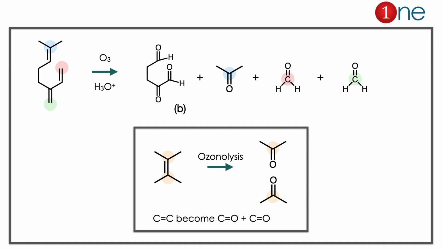The same situation occurs with every alkene bond. So the top alkene becomes a ketone and an aldehyde, which is blue color, and the middle one also becomes formaldehyde and aldehyde, and the green one below also becomes formaldehyde and ketone. So there are 2 aldehyde formations, 1 ketone formation, and the possible product is B here.